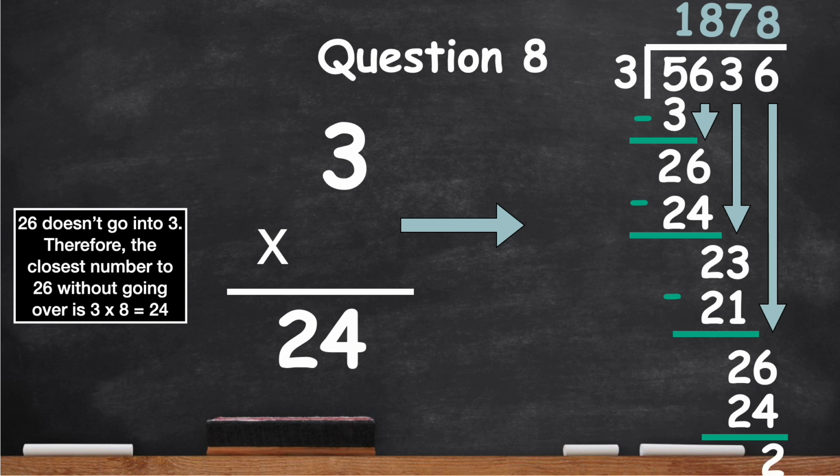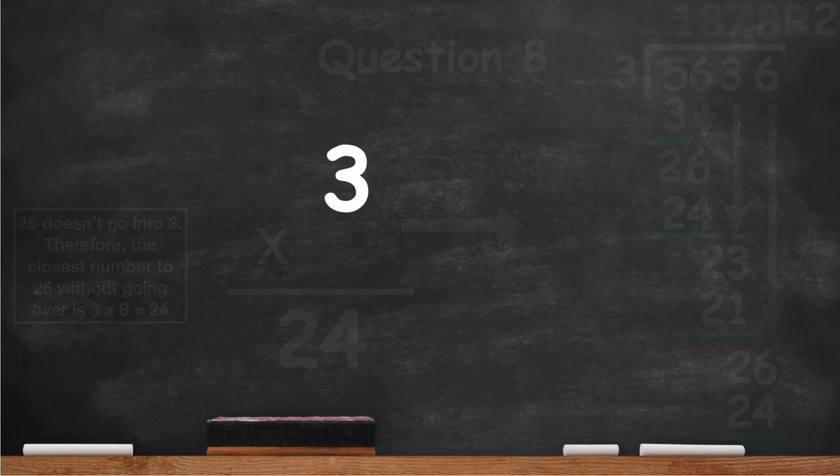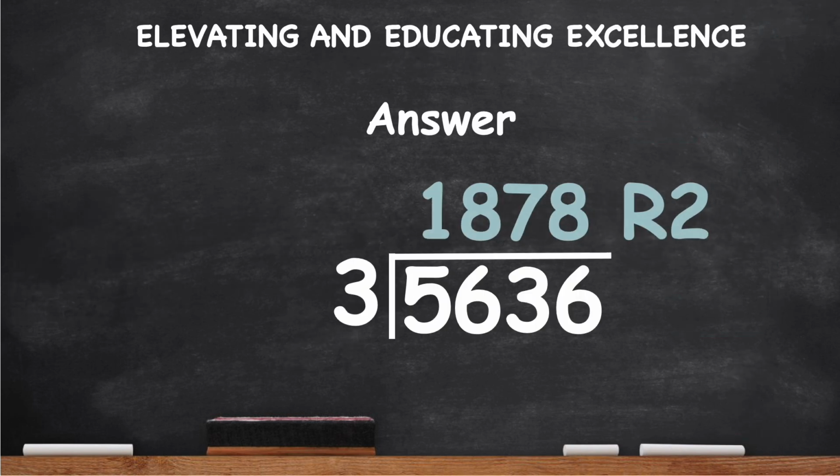We are out of numbers, and therefore the answer would have a remainder. So our remainder is 2. So the final answer is 1,878 with a remainder of 2.